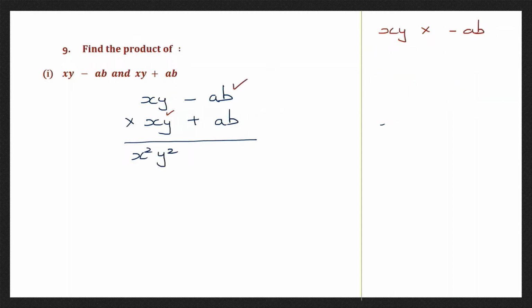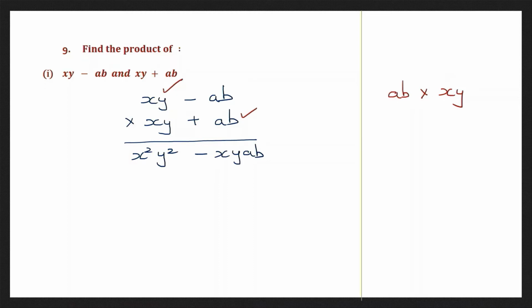Now let's take xy into minus ab. So here minus into plus will become minus. So let's keep that number in mind. Now there's only one x, only one y, only one a and only one b. So it becomes minus xy ab. So let's write that down here. Minus xy ab.